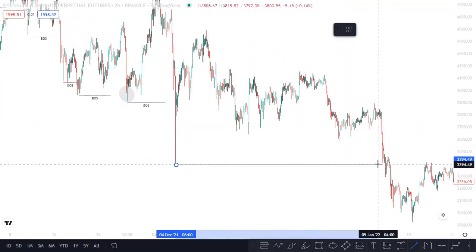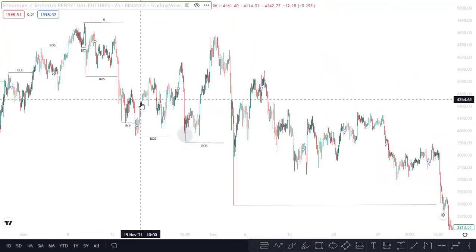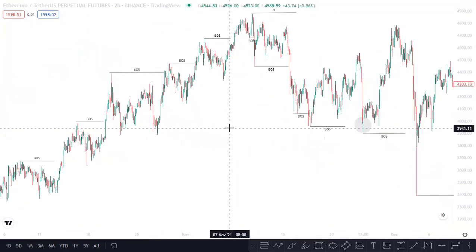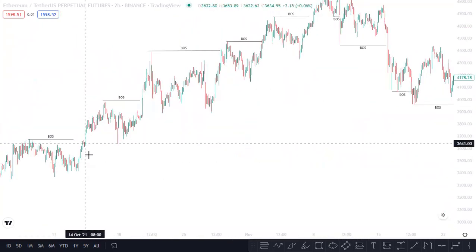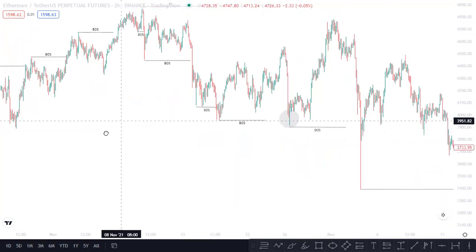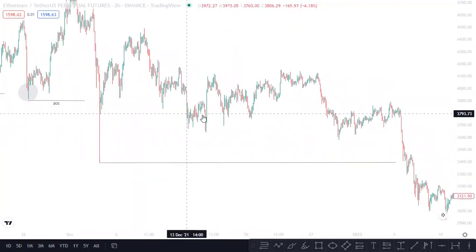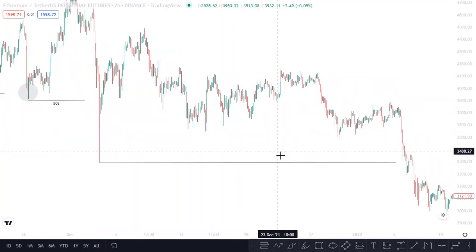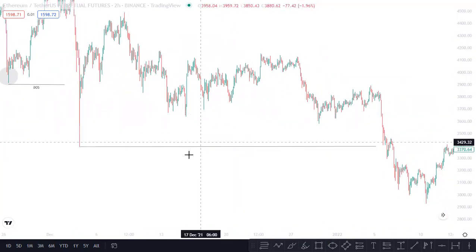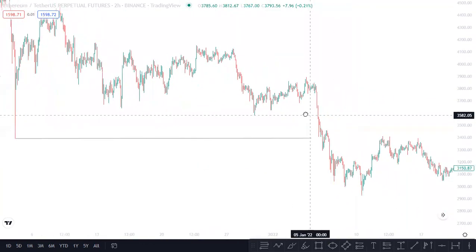If you look at all these BOS, the more we keep breaking lows, the lower we go. Same thing as the highs. The more we keep breaking highs, the higher we go in price, right? And for the lows, the more we keep breaking lows, the lower price tends to continue. And then when we stop breaking lows, price tries to deviate from a downtrend to an uptrend. We start to reverse.